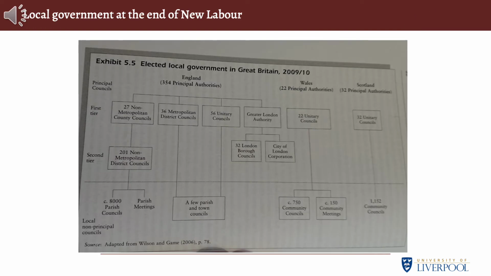So this image shows the structure of local government in Great Britain anyway, so not Northern Ireland, by the end of the New Labour period. And you can see that compared to now, at least one of the differences is that you can have parish councils in London. But this is kind of the system that we have now as well, although the numbers will be different. Hopefully this image might help you in some way, but don't forget the combined authorities on here.